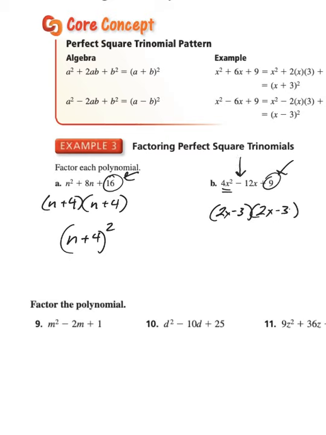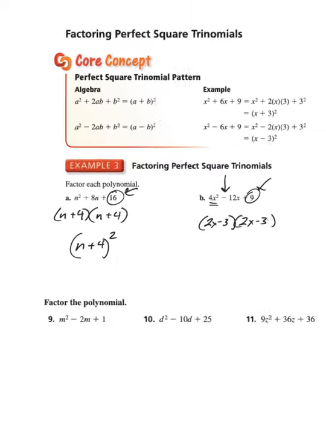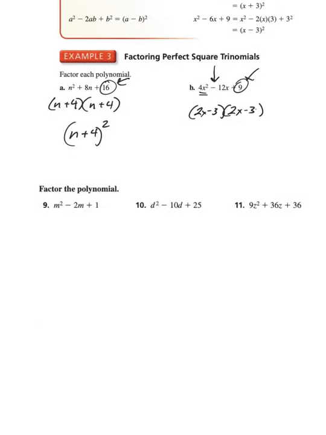Well, it's because the outside and the inside terms, if you look at the OI check, it's going to be a negative 12. So we need to make sure that those numbers are negative. All right, so let's go ahead and factor a couple more here. What I'm going to do is ask you to pause and see if you can factor the first one.